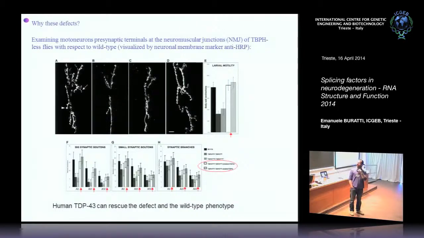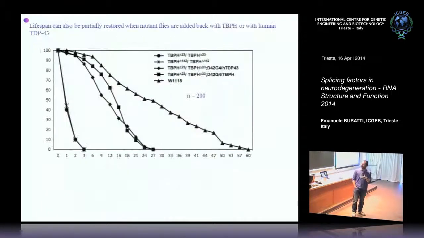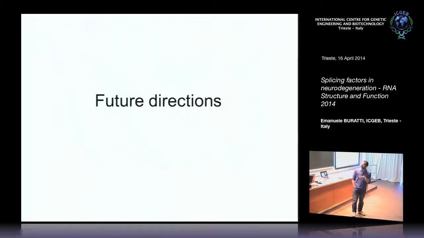That is, with the human TDP-43. So this means that whatever we find in this model that is lacking the endogenous Drosophila protein will probably also be applicable to the human system, because the function of these two proteins is highly conserved. This is just to tell you.